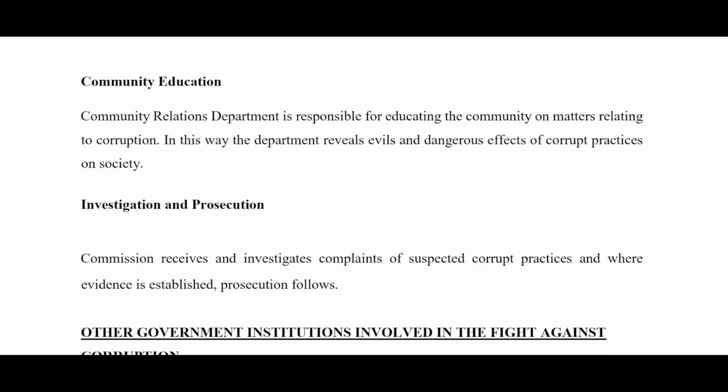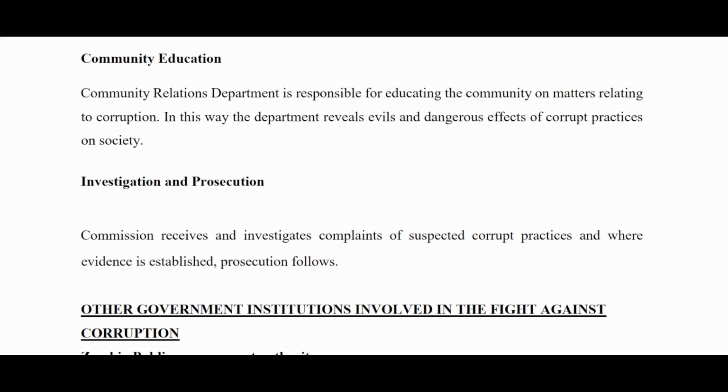The other one is community education. We've seen the Anti-Corruption Commission of Zambia going into different parts of the country, educating people about causes and effects of corruption. That's one way of corruption prevention used by the ACC. The other one is investigation and prosecution. Once you are investigated, you'll be prosecuted if you are found guilty. The commission receives and investigates complaints of suspected corrupt practices, and where evidence is established, like I said, once you are found guilty, you'll be what? Prosecuted. So that was the ACC, one institution that fights against corruption.